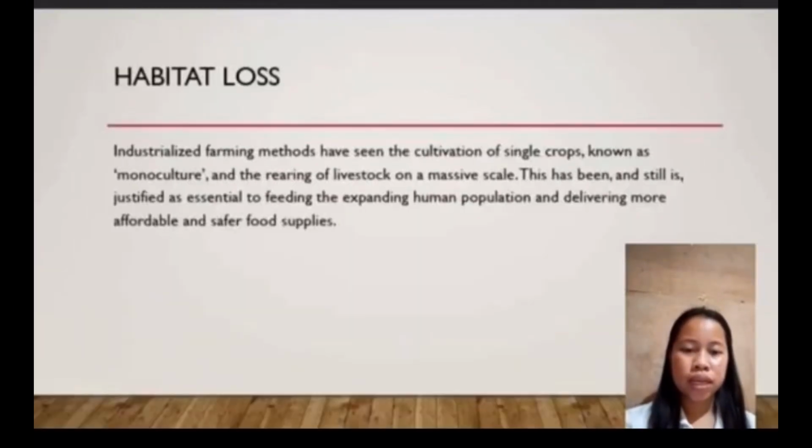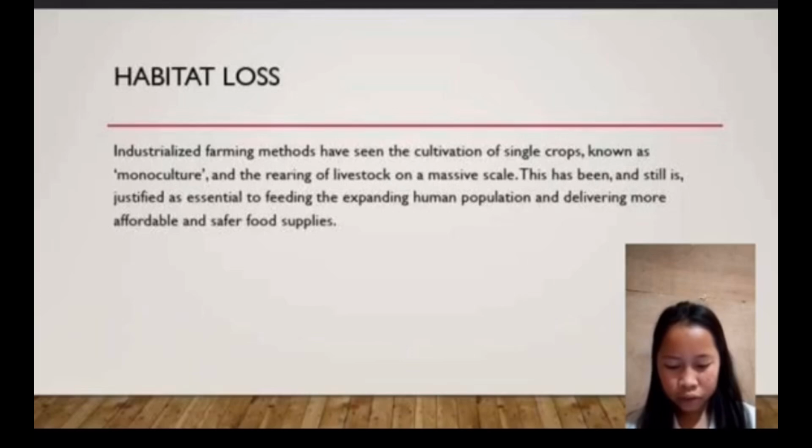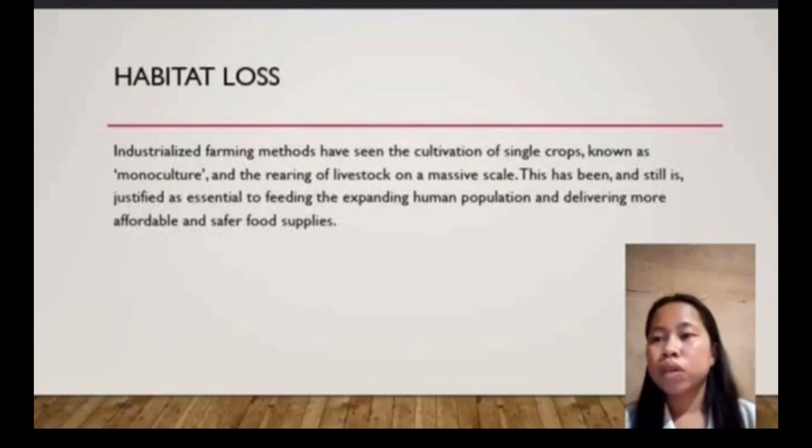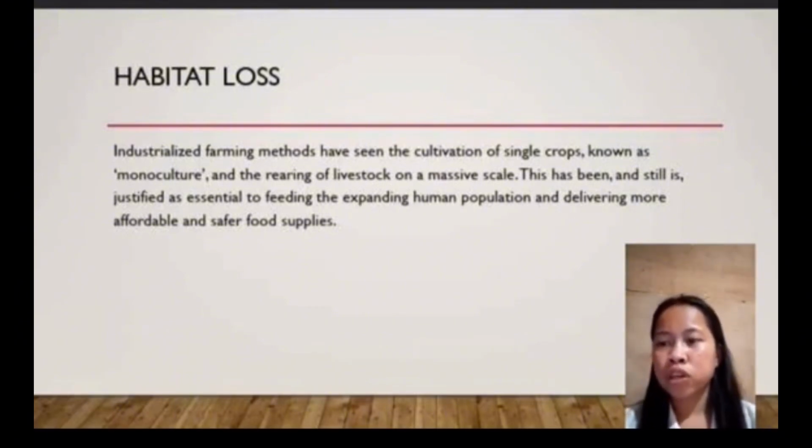So next is habitat loss. Industrialized farming methods have seen the cultivation of single crops known as monoculture and the rearing of livestock on a massive scale. This has been justified as essential to feeding the expanding human population and delivering more affordable and safe food supplies.